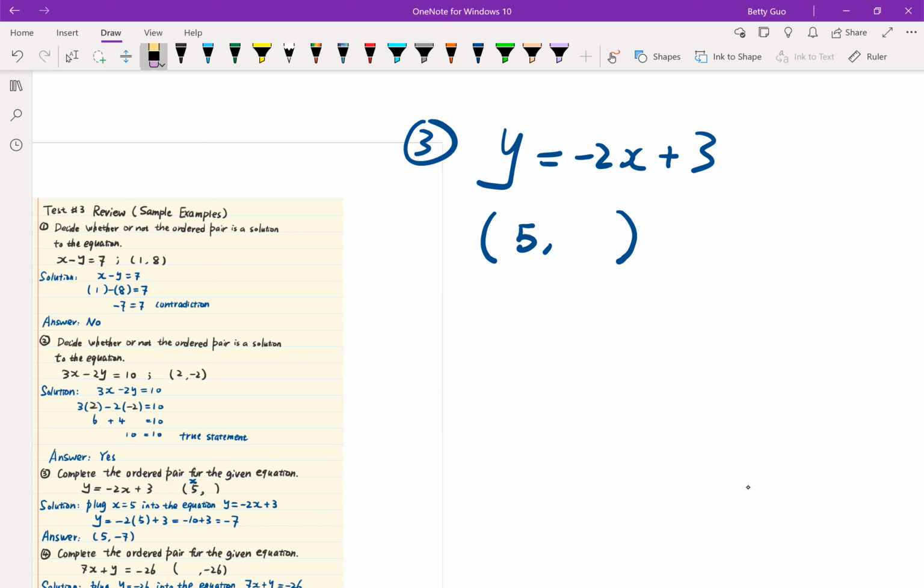What's the idea? You have the value for x, right? Would you just plug in x equals 5? This is x, this is y. You know the value of x. You need to look for the value of y. Would you just plug in x equals 5? Okay, please do that. Tell me what is y.